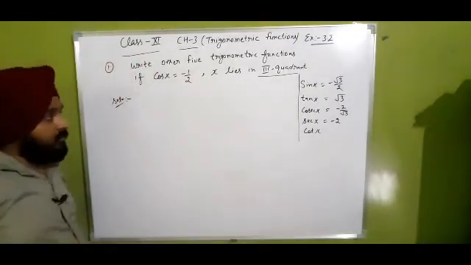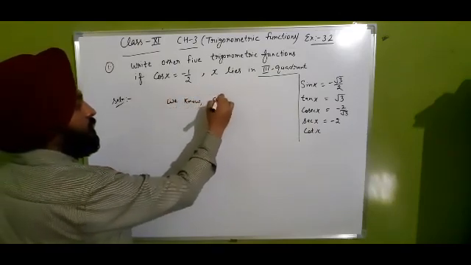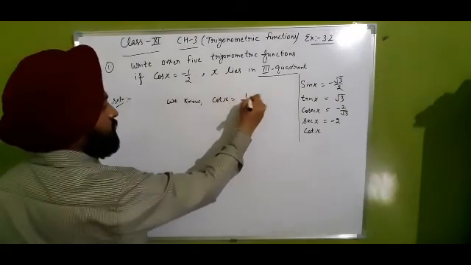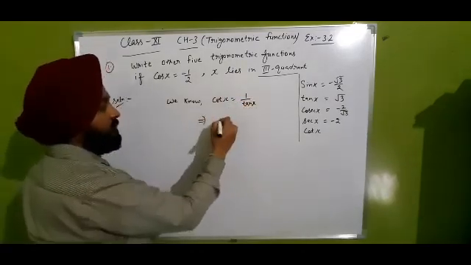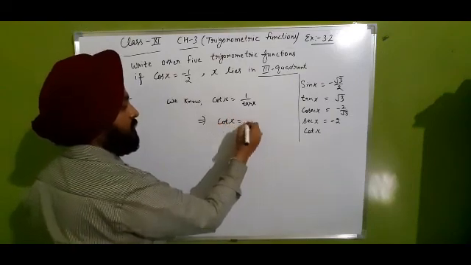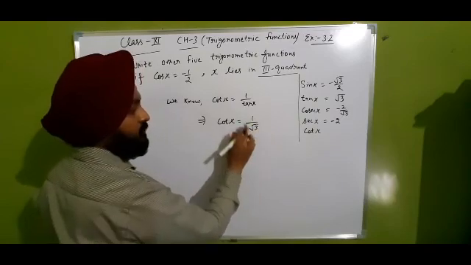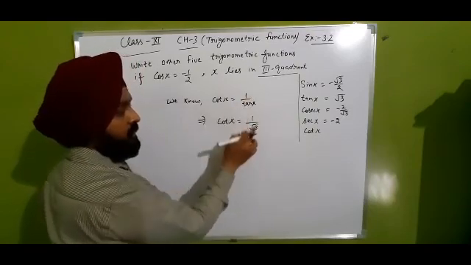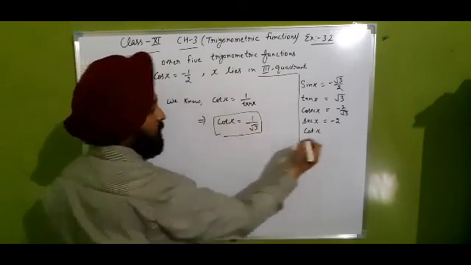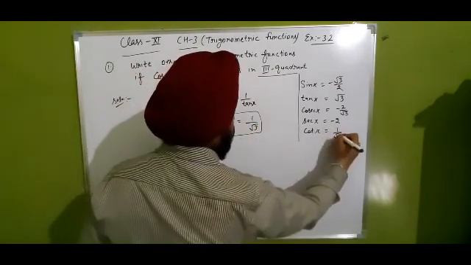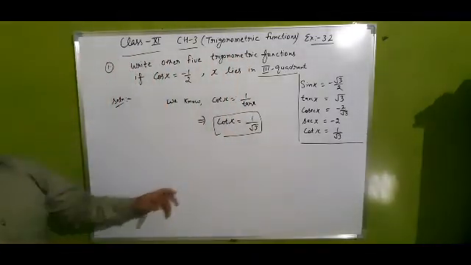Yes बच्चे, we also know cot x is the inverse of tan x. It implies cot x equals the value of tan x, which is 1 over square root 3. 1 is already there, the tan x value is root 3 there. So put that there, so cot x is 1 upon square root 3. That's all. Clear? That is the first question.